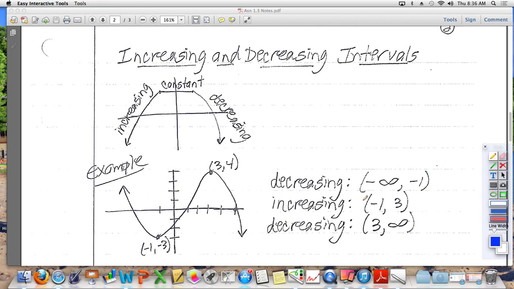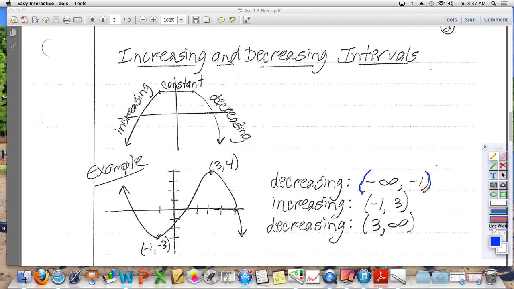All right, this is a continuation of the 1.3 notes from yesterday. We're going to talk about increasing and decreasing intervals. You guys should be comfortable with this already anyway, because you already know interval notation, using parentheses and brackets when you need to.